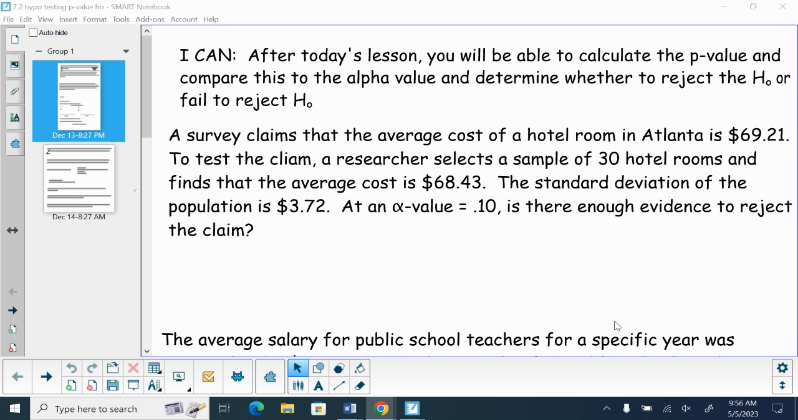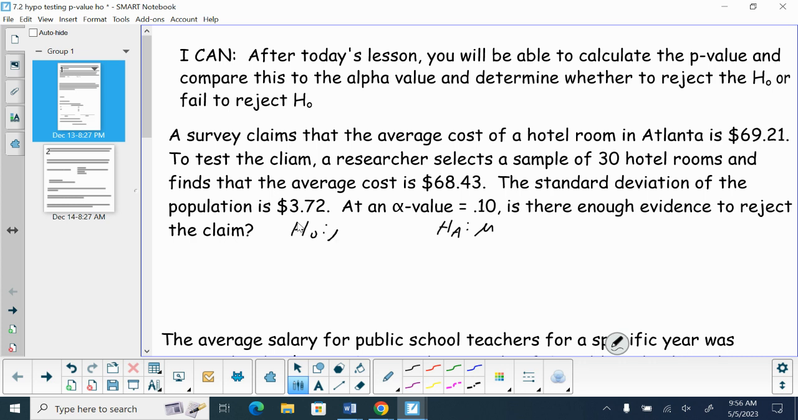So we're going to set up our null and alternative hypotheses like we've done in the past. We're talking about mu, and he is saying the survey claims it is this value. Now, as we've talked about before, when you're talking about "is," it's not more than, it's not less than, it's just is this value. So equality is going to be thrown in, but equality will always go with the null hypothesis. So we can set up mu is equal to and not equal to 69.21.